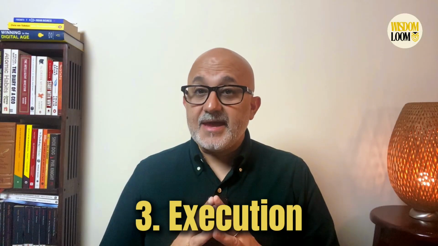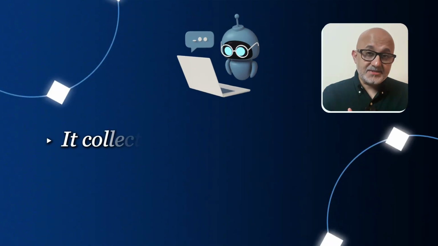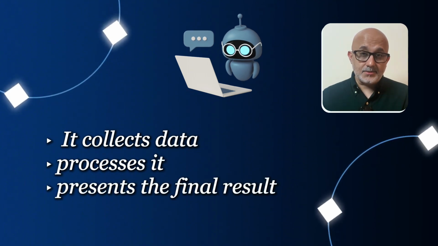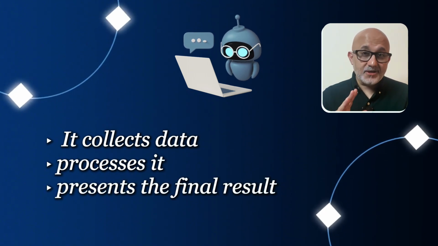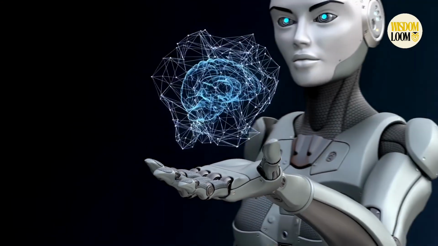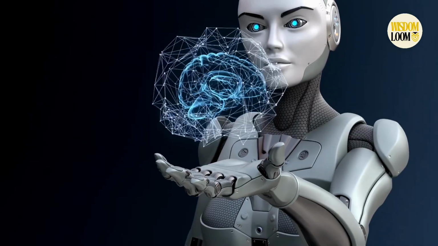Number three is execution. After planning, the AI agent executes the tasks independently. It collects data, processes it, and presents the final result, all without further input from you. As an example, you'll get a fully formatted report with insights on the top AI startups, all done while you were potentially grabbing a coffee.